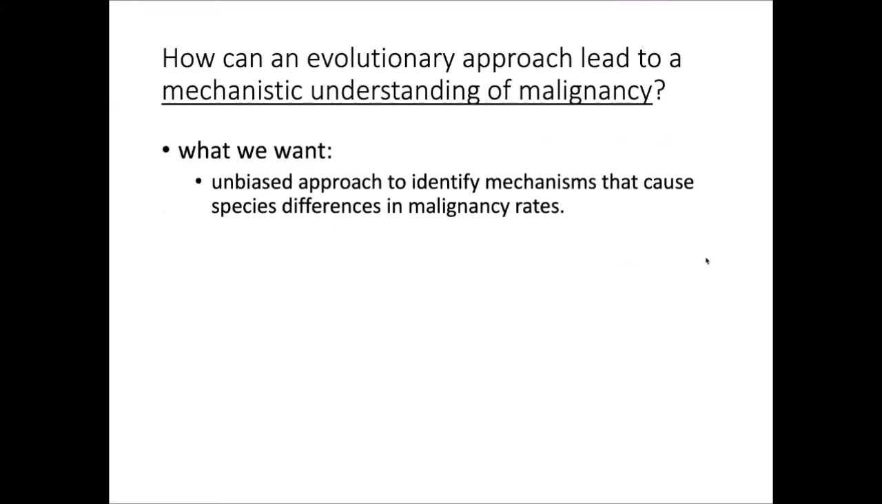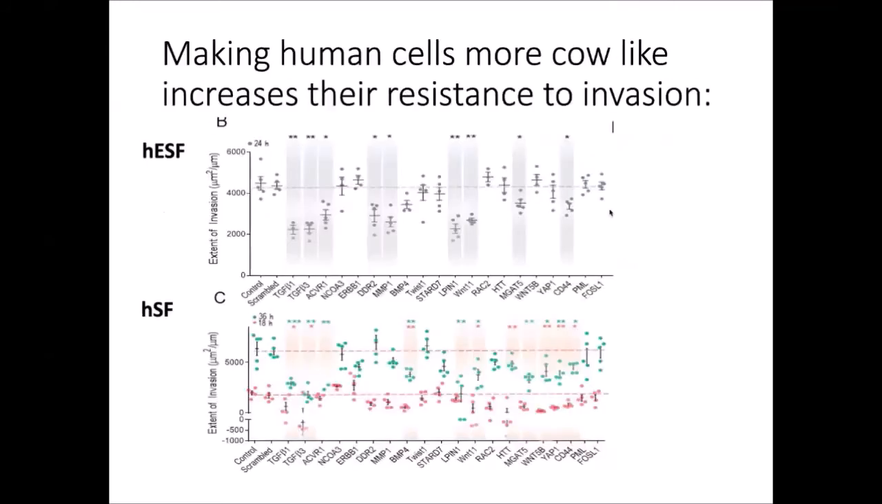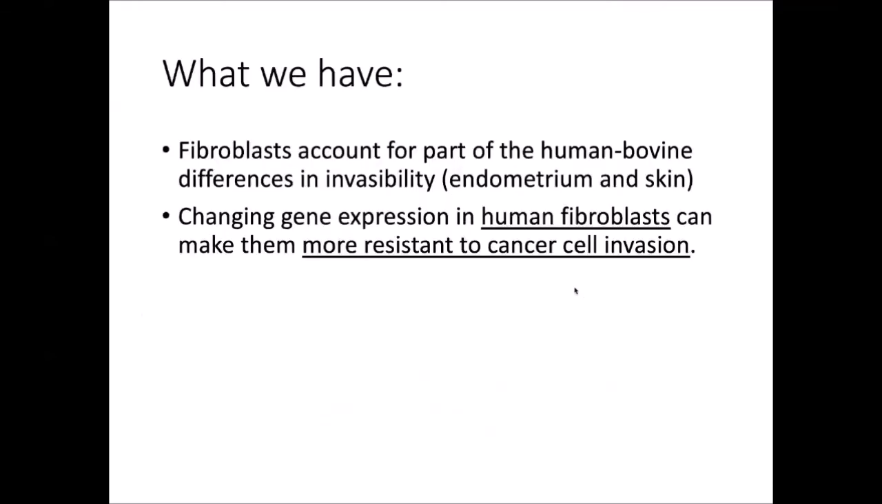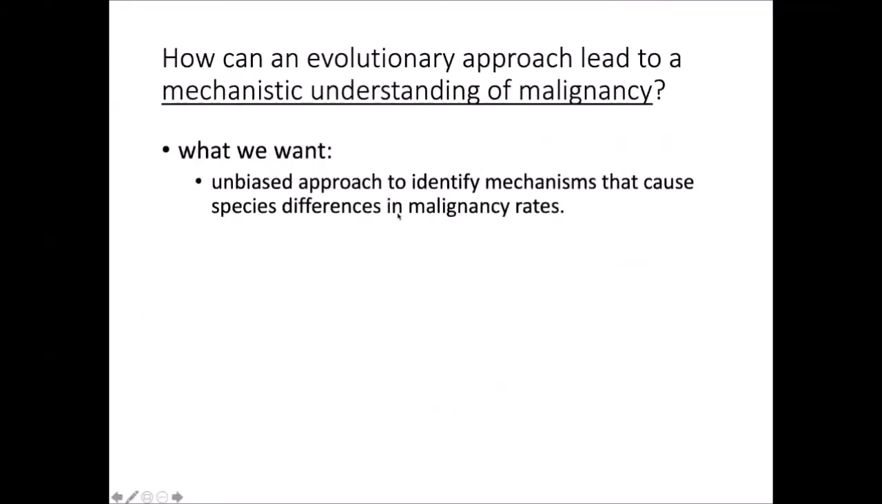But of course, one thing: these genes here were selected based on gene expression differences, but also because they are already known to be important in cancer and malignancy, right? So that was not an unbiased sample. So actually, we don't learn much more about the mechanisms of cancer invasiveness than we already know. So what we really want is to find an unbiased approach to identify mechanisms that cause species differences in malignancy rate. And this is what we did since this paper.